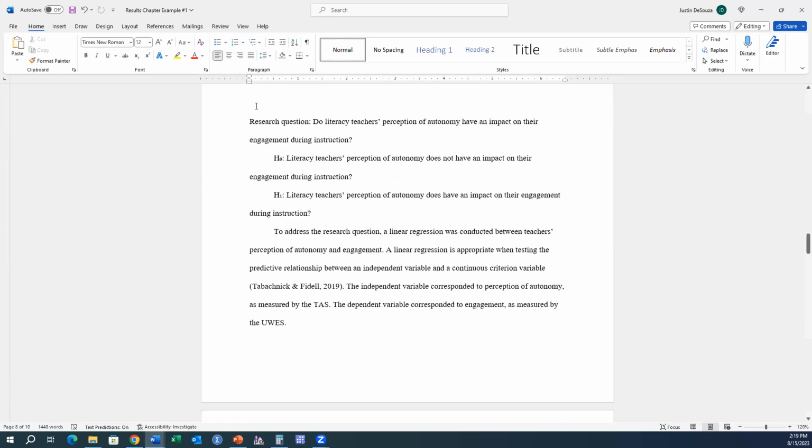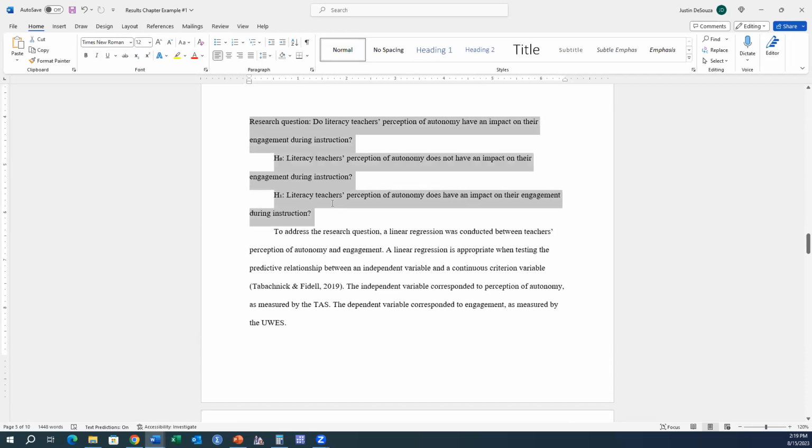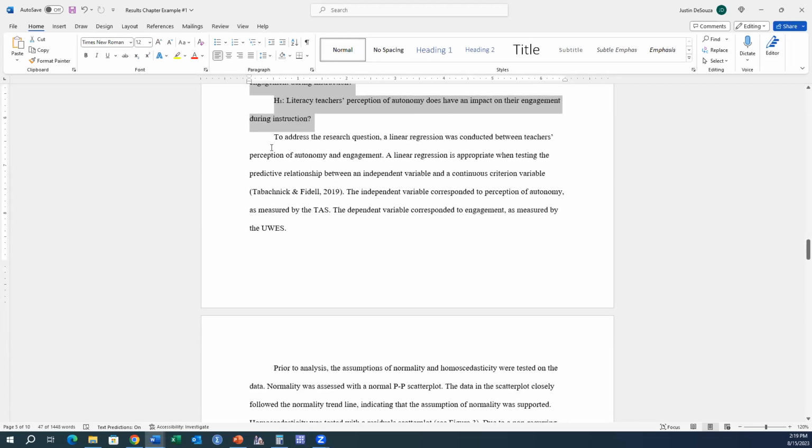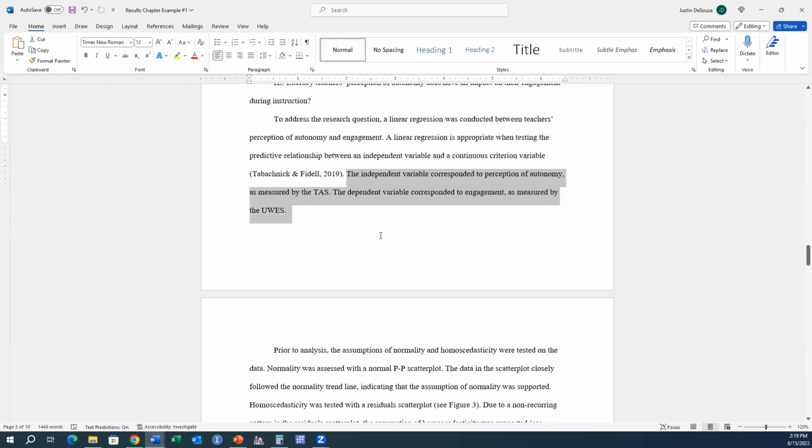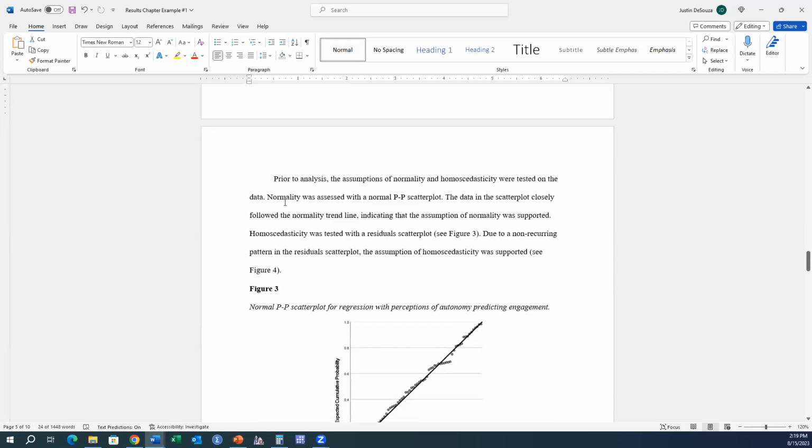We have the research question. We give an introduction to the research question. What are the analyses we're using? In this case, a linear regression. We have a definition of a linear regression. We identify the independent and dependent variables, and then we go into assumption checking.